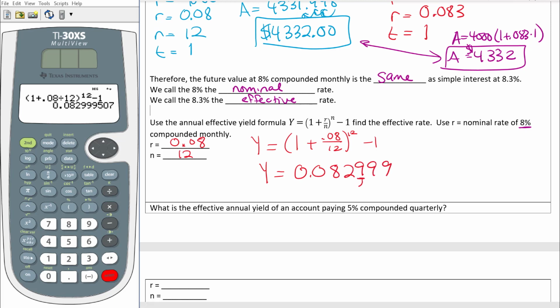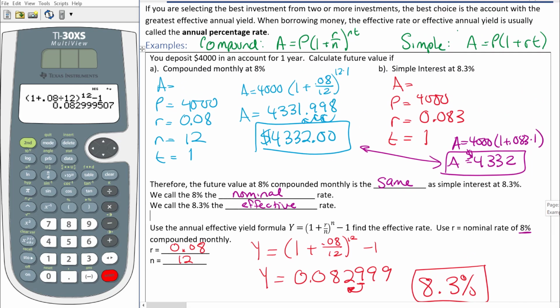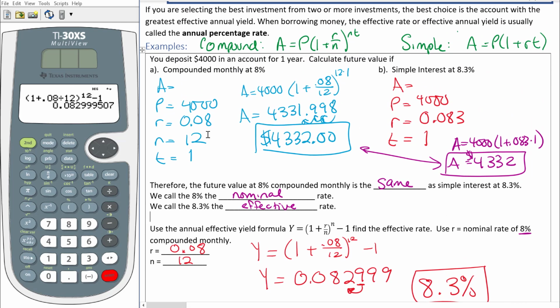0.082999. So this 9 tells that 2 to become a 3, which gets you 8.3%. So if we were going to use simple interest, we could use 8.3%, which is the same as 8% compounded monthly, which is what we just proved up here. We said if we did it at 8% compounded monthly, we would get the same exact price as if we just did simple interest at 8.3.